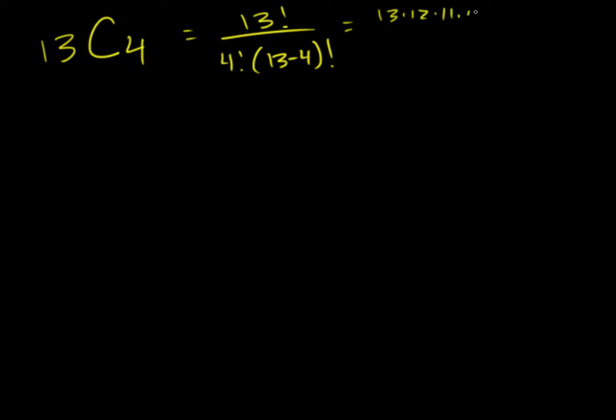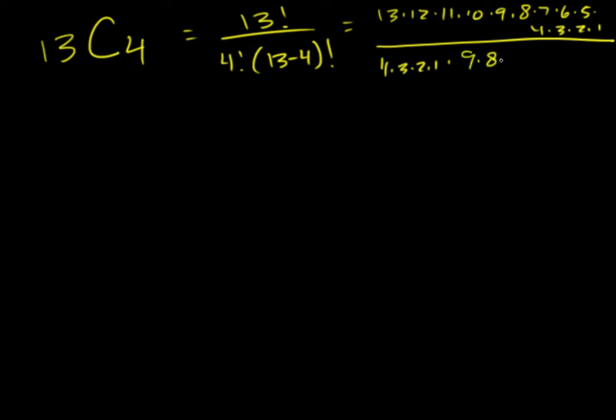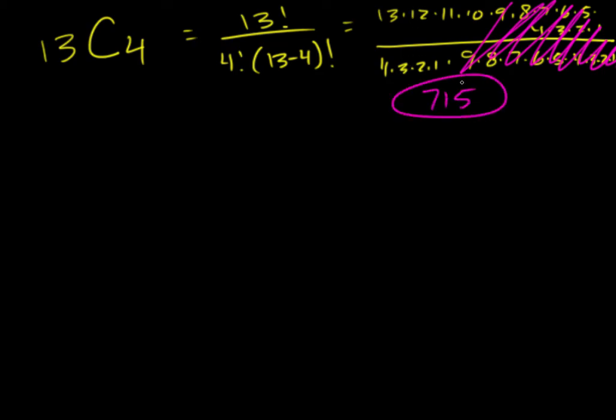13, 12, 11, 10, 9, 8, 7, 6, 5, 4, 3, 2, 1. And then we get 4, 3, 2, 1 times 9, 8, 7, 6, 5, 3, 2, 1, since 13 minus 4 is 9. And so 9 and below all go away. If we multiply the top together, multiply the bottom together, and then divide, we're going to end up with 715 different ways we can make that team.